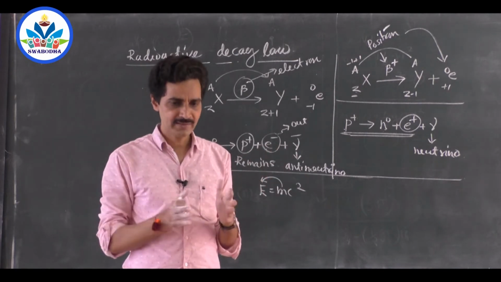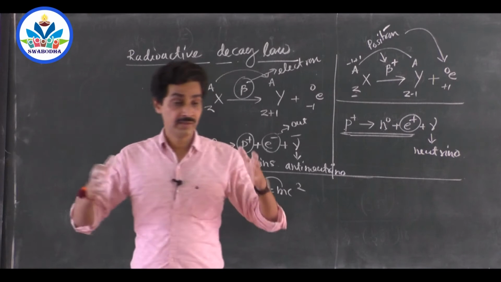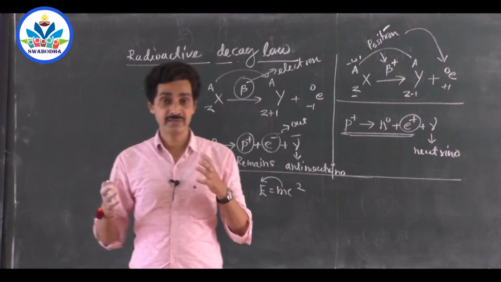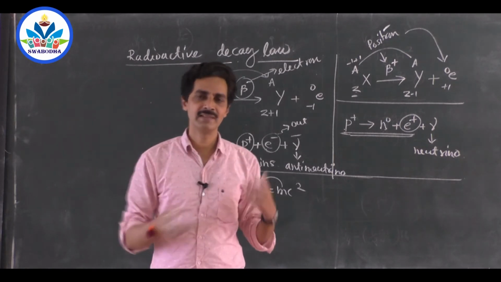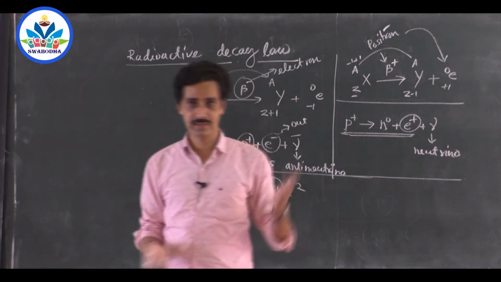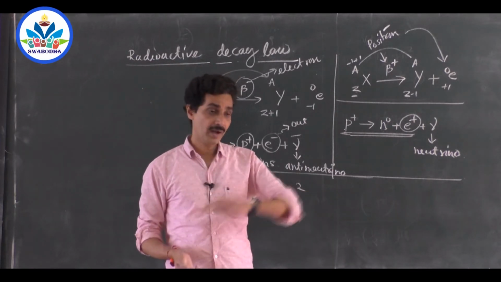When you form the nucleus, some mass is lost. That is converted into binding energy. When nuclear fission takes place, the mass of the reactants will be more and the mass of the products will be less. So that difference is lost in the form of energy. These are all examples of the mass-energy relation, mass to energy.